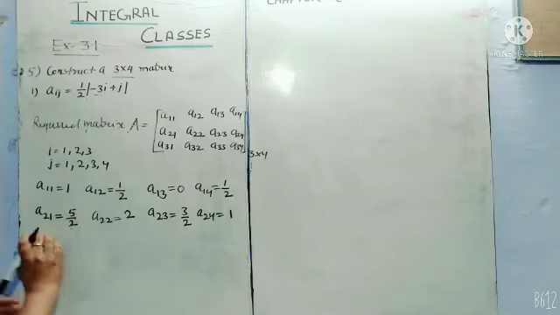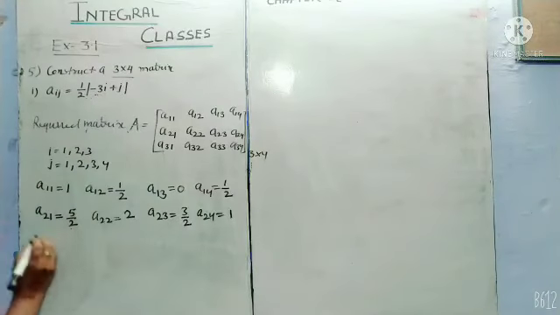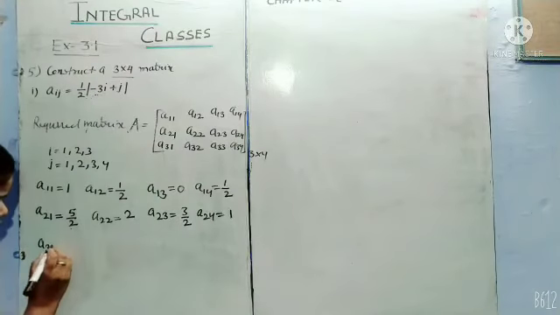Now students, the second row is also completed. Now come to the third row. A31.